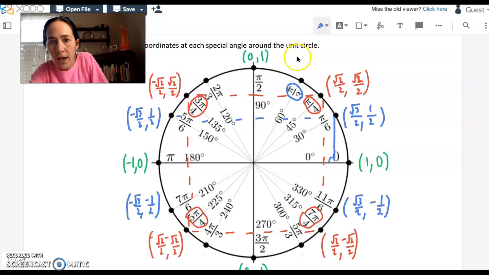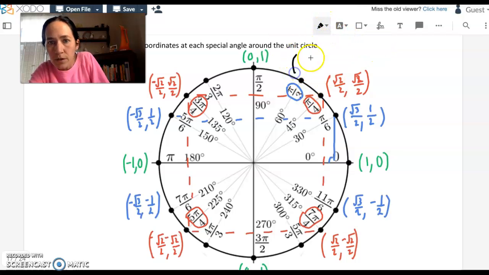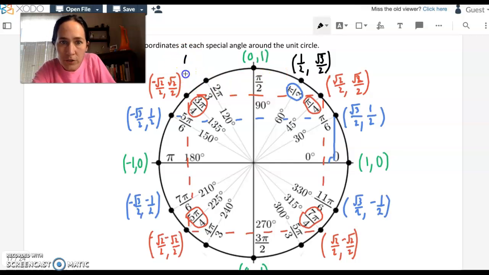So I'll try that for pi over 3. This is the one where I'm not coming out as far as I'm traveling up to get to this point. So we'll go 1/2 comma square root of 3 over 2. And then watch the signs follow how they should.